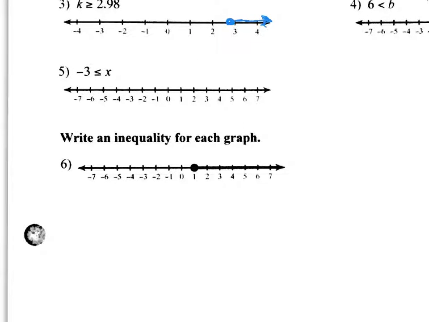Alright, so number 5, very similar. Got to switch it around. So I'm going to rewrite this. So now x goes on the left, -3 goes on the right. The alligator mouth was eating the x. It's not a very good inequality symbol, but you get the drift. Okay, now go to -3, put a closed circle because it's equal to, and then my arrow's pointing to the right. So I'll shade to the right, and again put an arrow on the end.